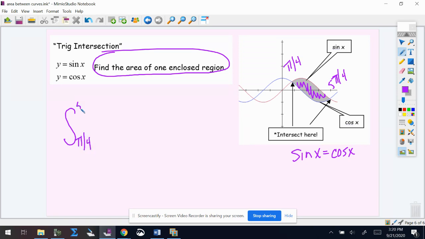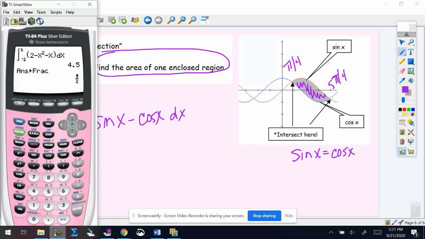So again, the most challenging part of this one is probably the setup, just trying to figure out those boundaries with trig. Top minus bottom, in the picture that I'm looking at, that enclosed region, the top curve is the sine curve. The bottom curve is the cosine curve. Now, if you accidentally did this wrong, you would get a negative when you did it on your calculator. Also, make sure you're in radian mode. My calculator never leaves radian mode, so I'm going to leave it.